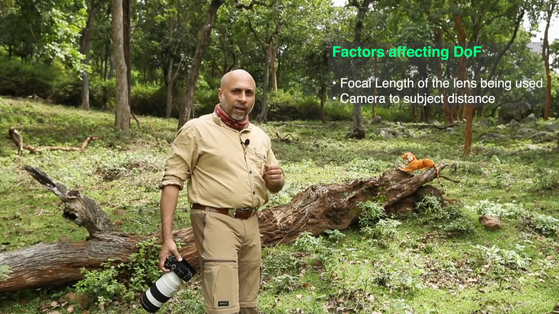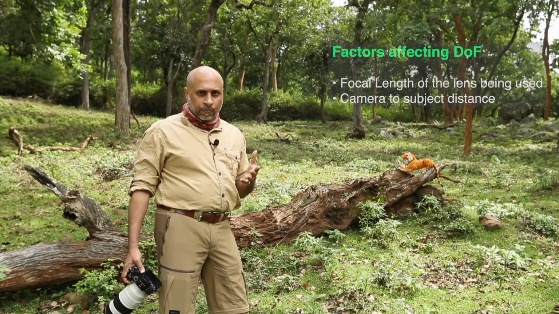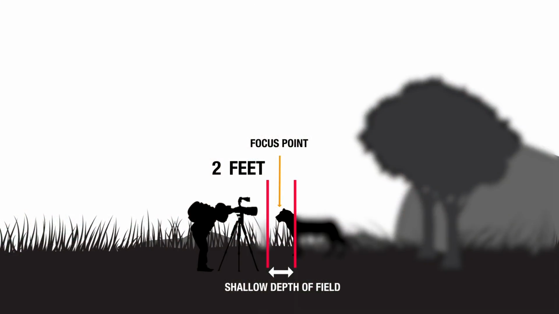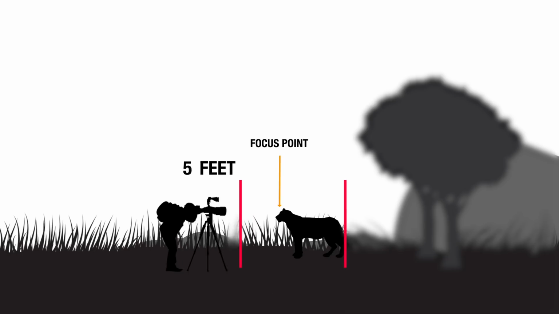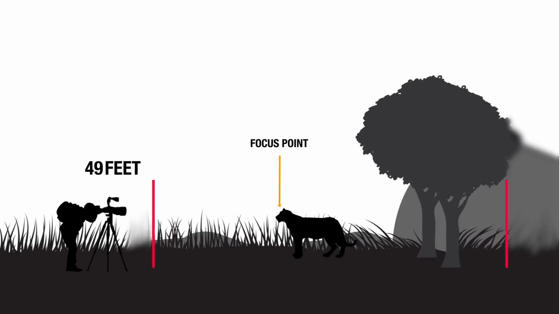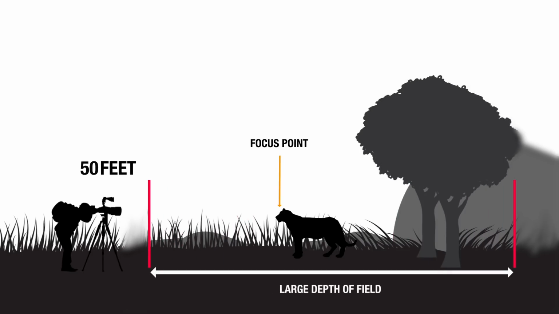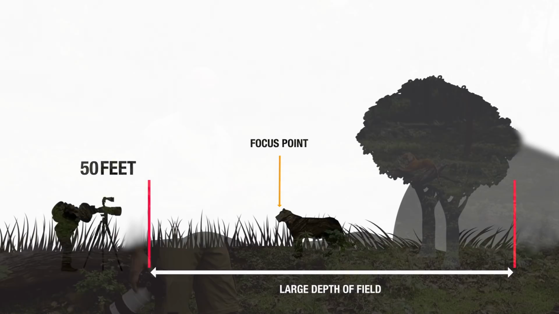So, that is the second factor responsible for your depth of field. Of course, the closer the subject is towards you, the shallower is the depth of field. The further away the subject is from you, the larger the depth of field is. So, that is the second parameter.